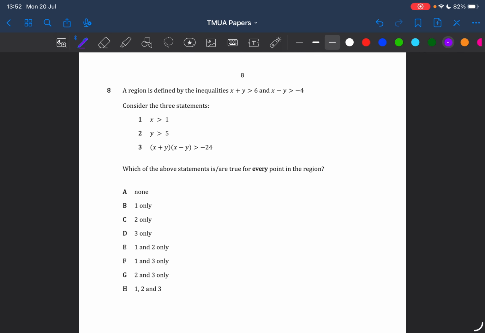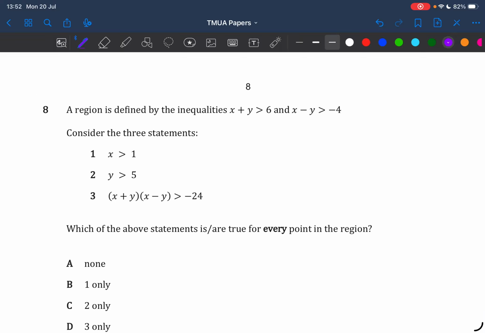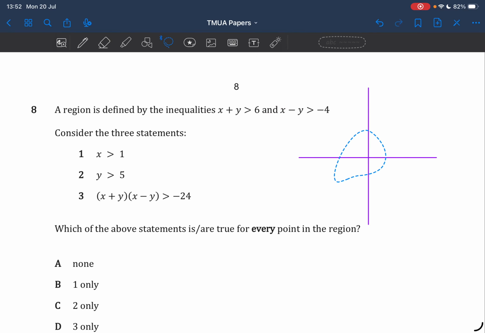Number 8 then. The region is defined by these inequalities. Consider the 3 statements, which of the following is or are true for every point in the region? Okay, well, let's draw these out first. We'll get some y-axis first, then some x-axis. This one's nice and straightforward. We just want a line that's going to come through at 6 on both of these. So completely like a negative diagonal line. This is being 6, and this being 6 too.